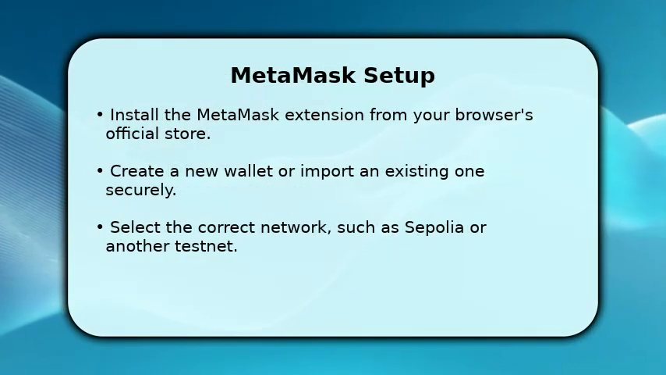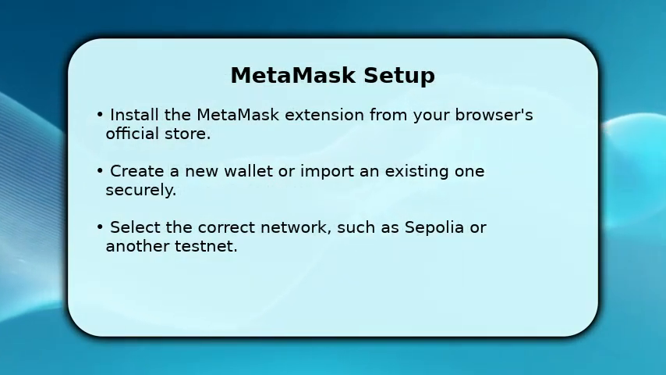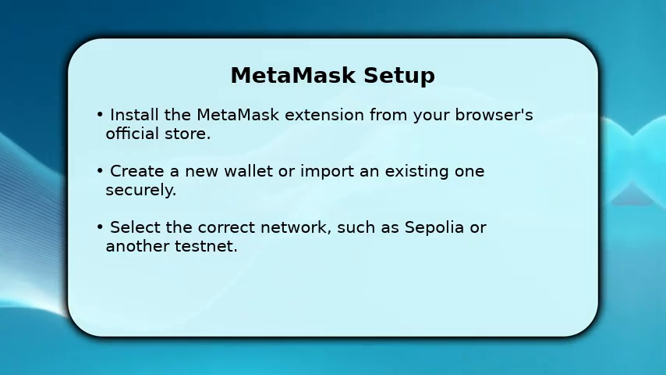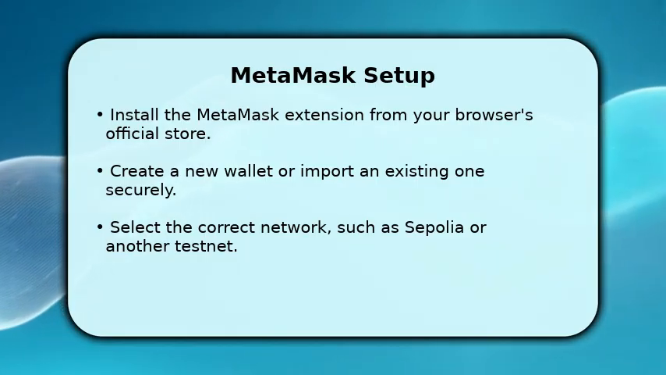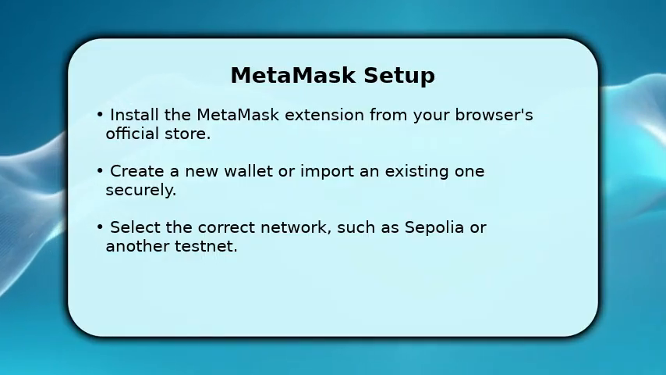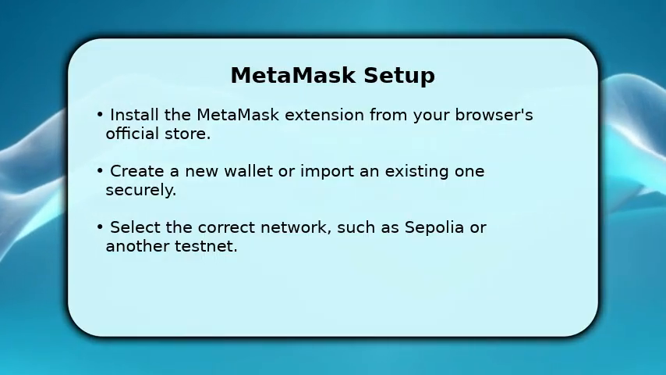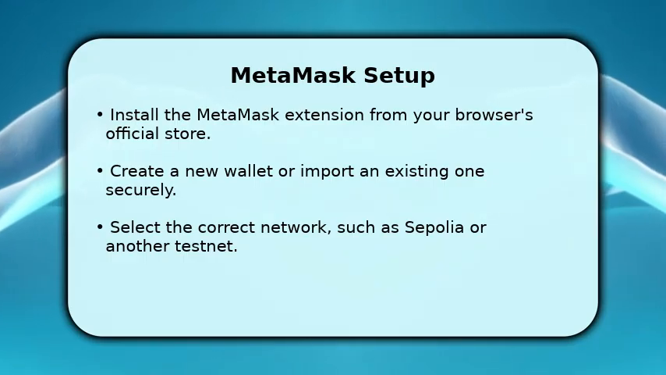Once MetaMask is installed, you'll either create a new wallet or import an existing one using your secret recovery phrase. Always keep this phrase private and secure. After setting up your wallet, select the appropriate network from the drop-down menu at the top of the MetaMask interface. For development, you'll often use a test network like Sepolia, which provides free test Ether.